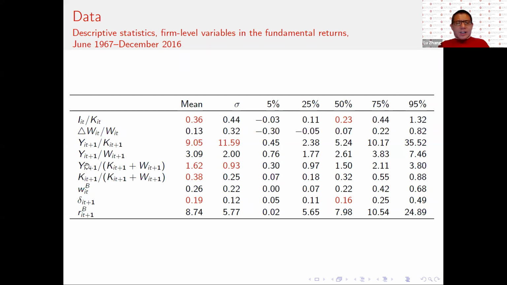Sales to total capital on average is 1.62. It's not that skewed, relatively close to 1.5, which is the median. But if you look at sales to physical capital, we are seeing a lot of skewness going on. On average it is 9.05, and the median is only 5.2.